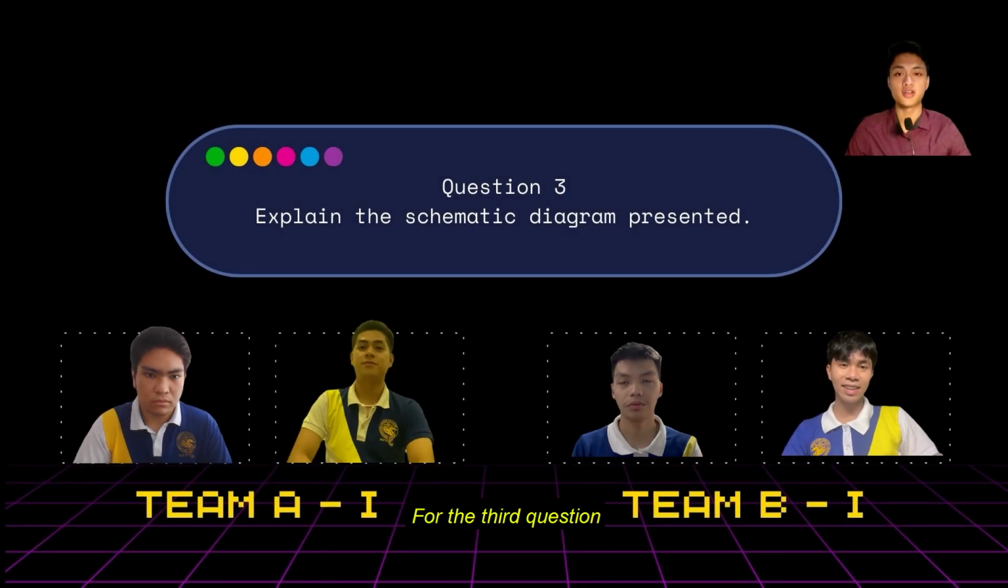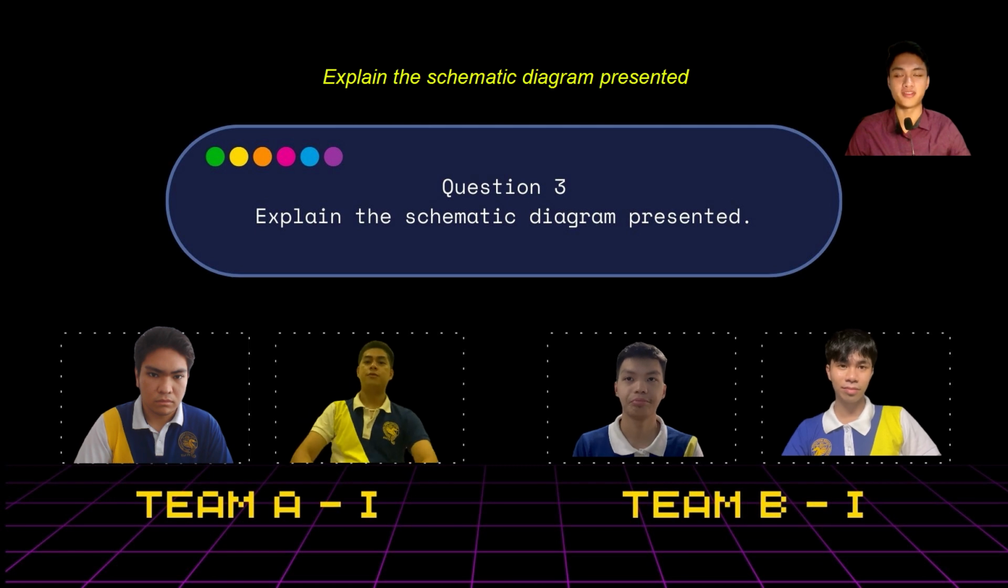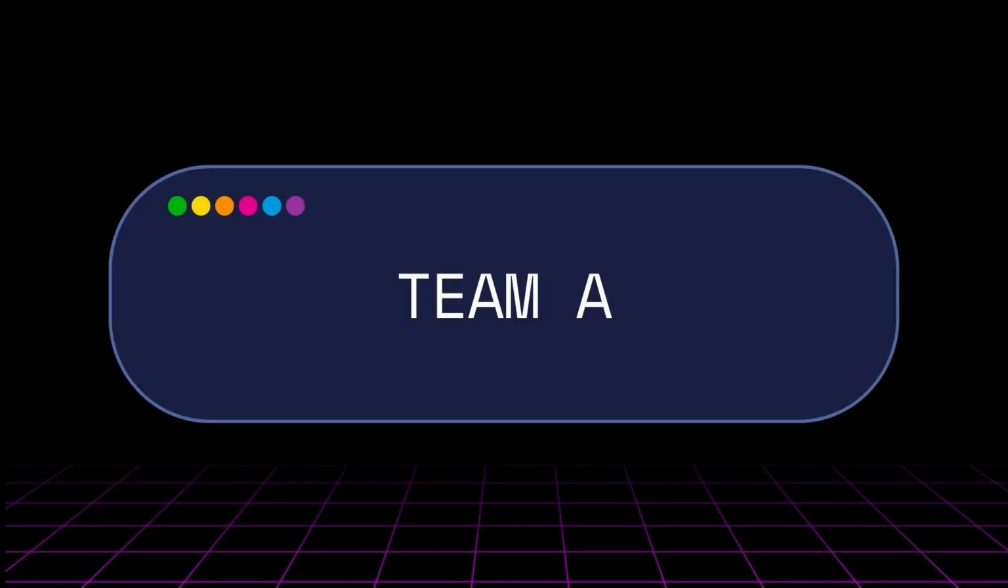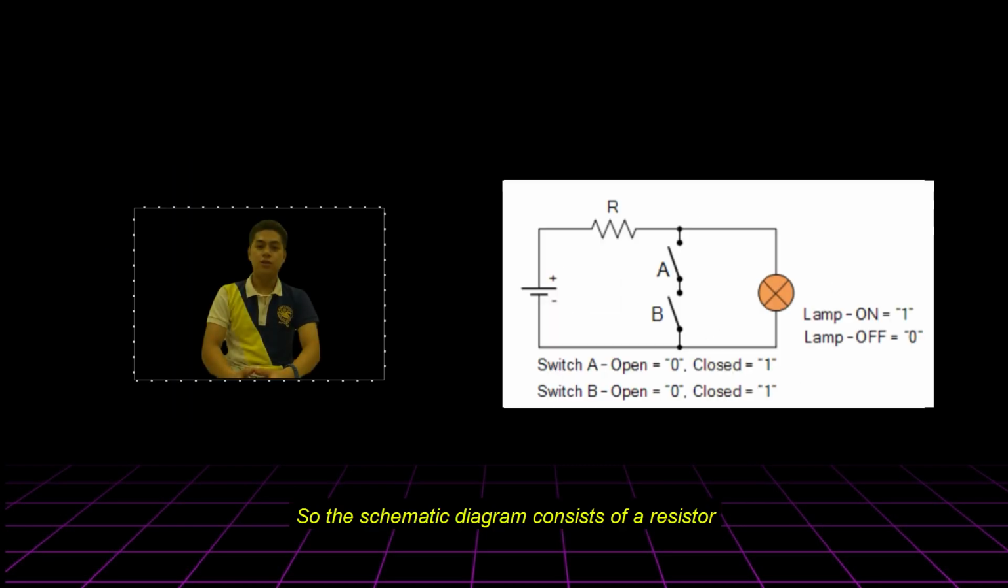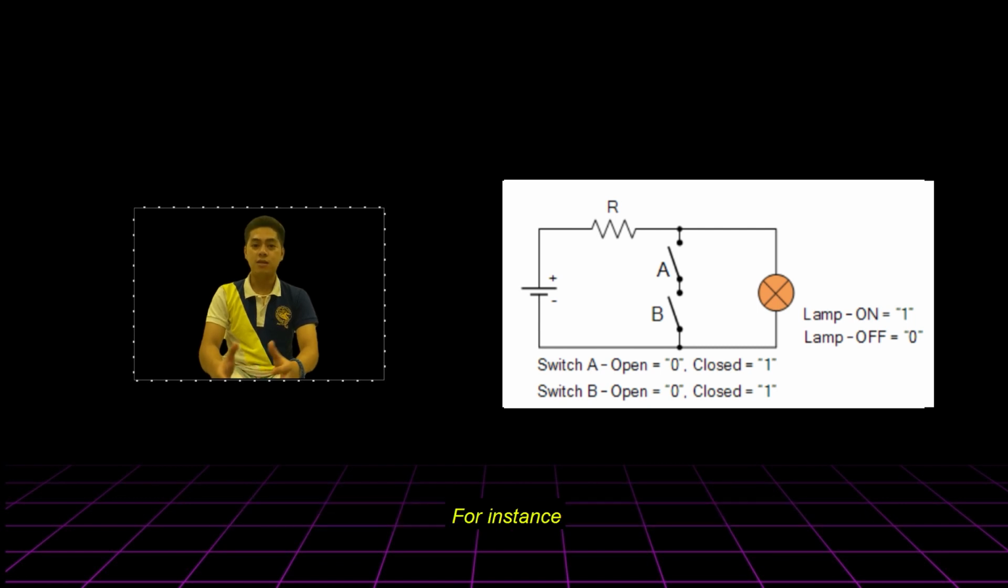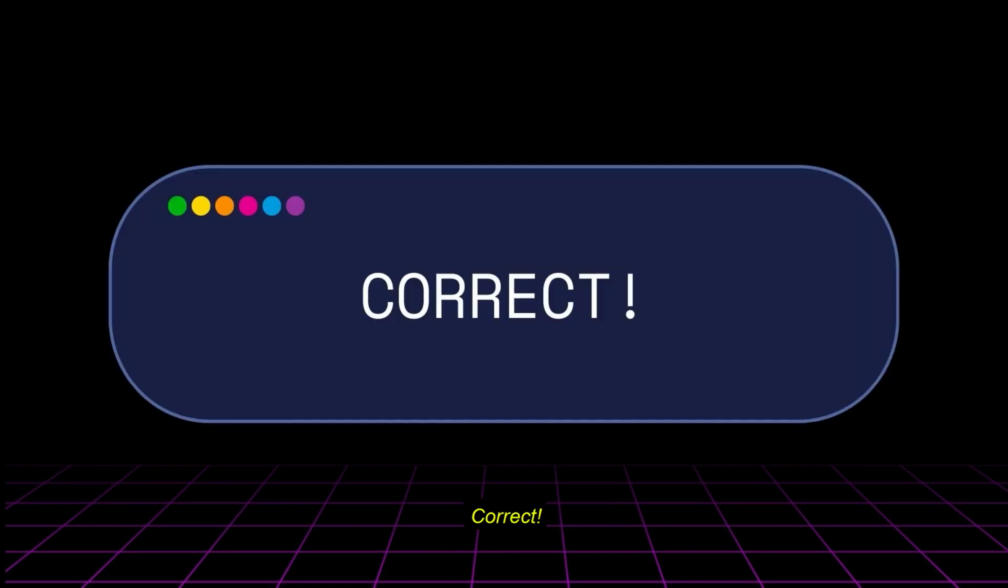For the third question, explain the schematic diagram presented. Team A: So the schematic diagram consists of a resistor, 2 momentarily open push buttons, and an LED as the output. The circuit is a simple representation of how the NAND gate works. For instance, if one of the push buttons is triggered, the LED or the output remains on. If both of the push buttons are being triggered, then the LED will turn off. Correct.